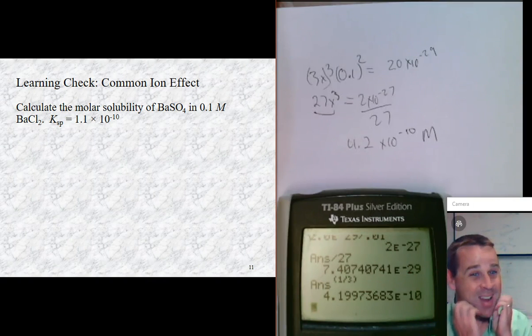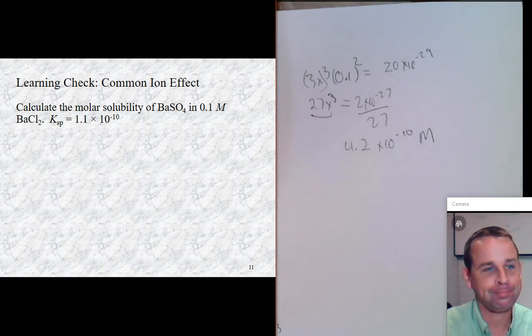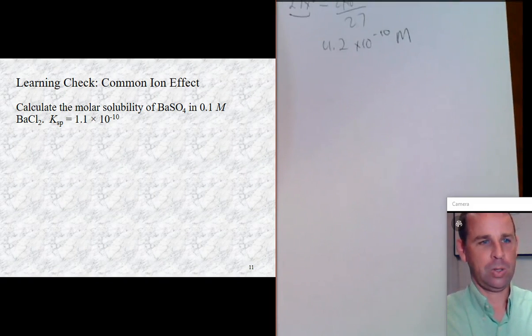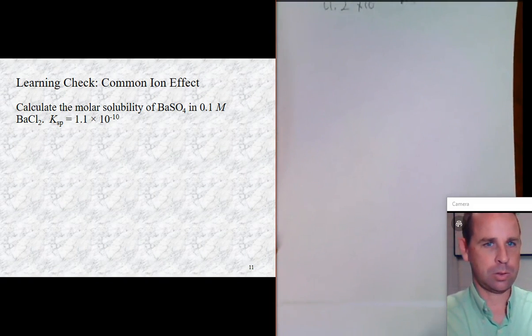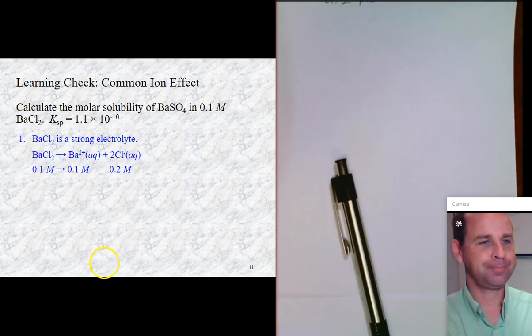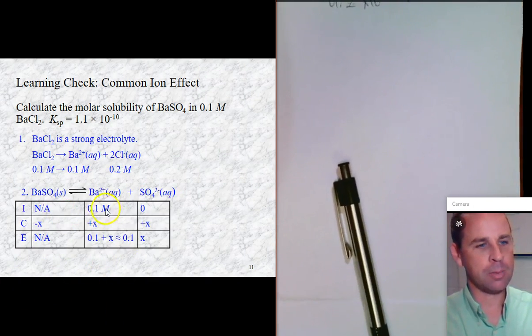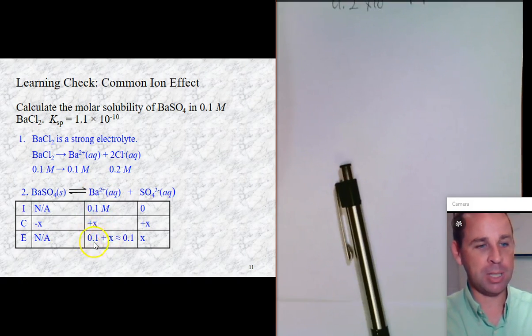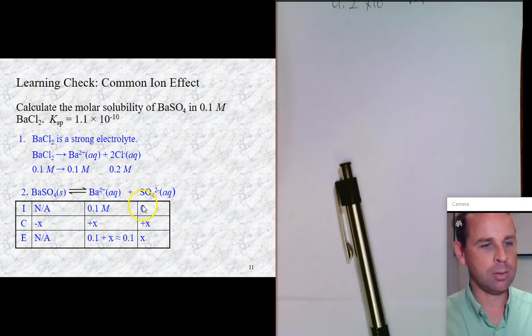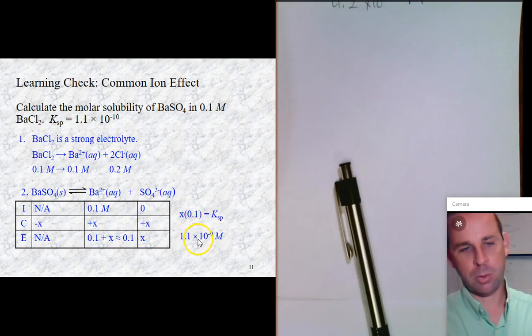All right, so then, what do we got here? Our ice table is going to contain the 0.1 molar of barium. That's going to ultimately be the equilibrium concentration. Sulfate is just x. So therefore, x times 0.1 will equal the KSP, and then we can identify the molar solubility.